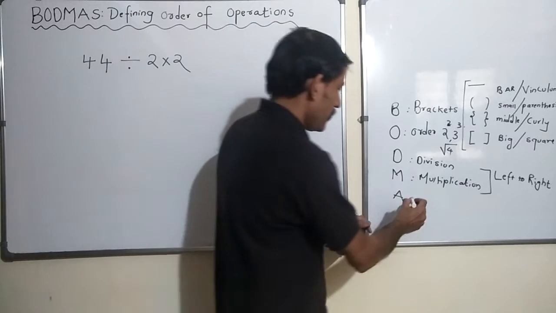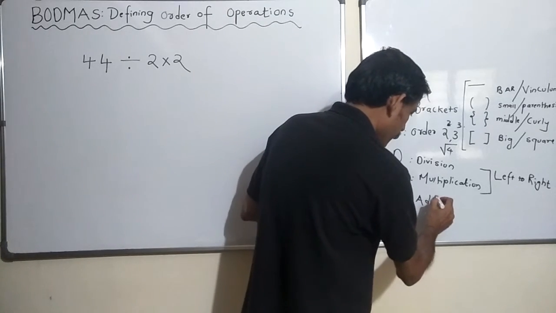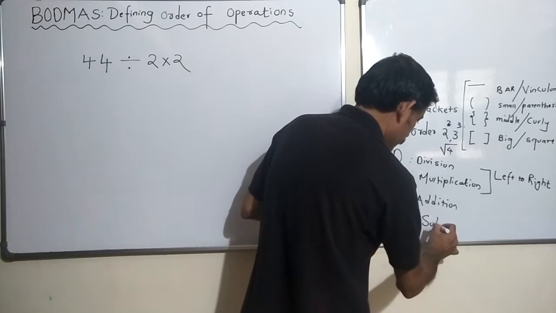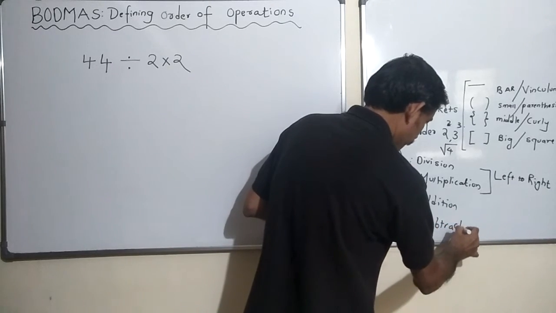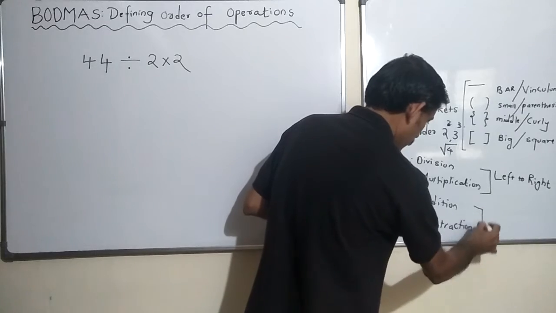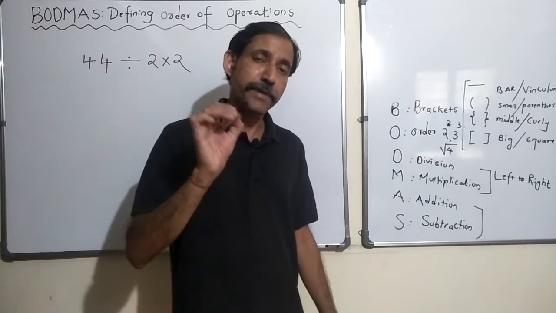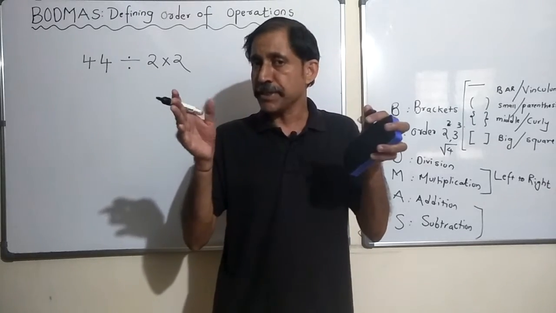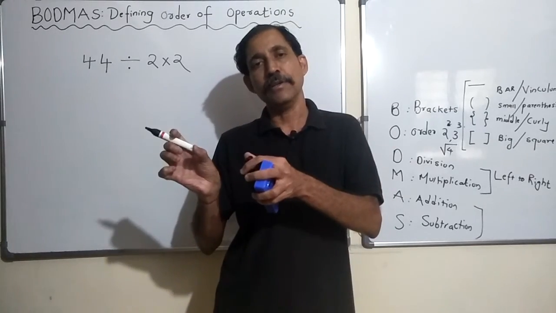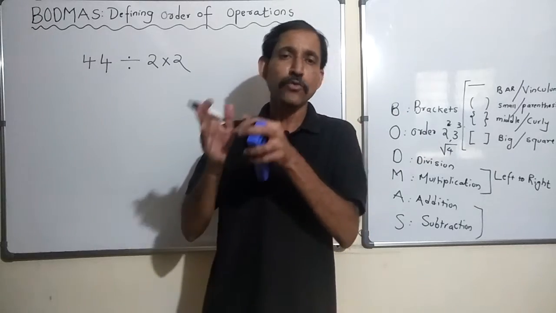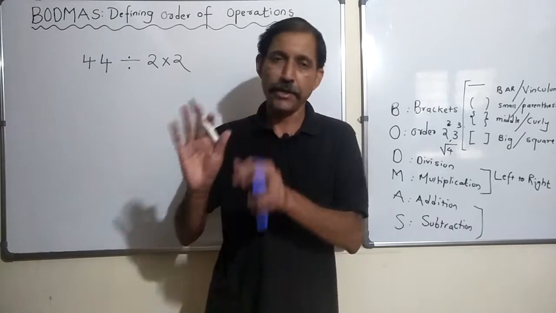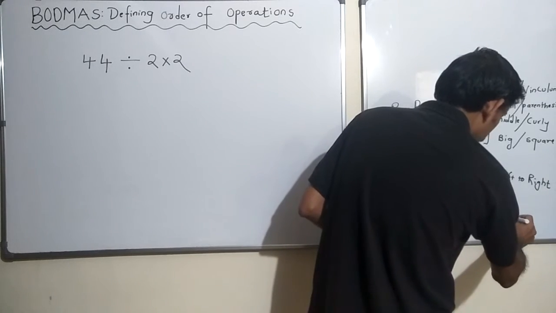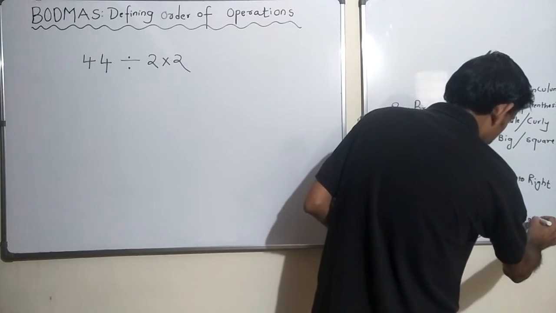A stands for addition and S stands for subtraction. Both addition and subtraction have the same priority, and when you have a mathematical expression with only addition and subtraction, always proceed from left to right. They both have the same priority, so left to right. Things will be more clear when we solve the problem.